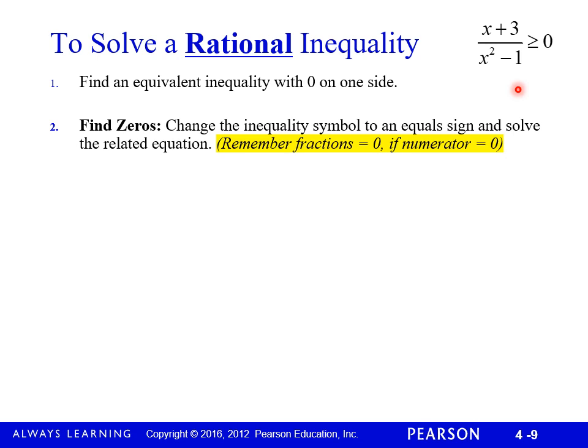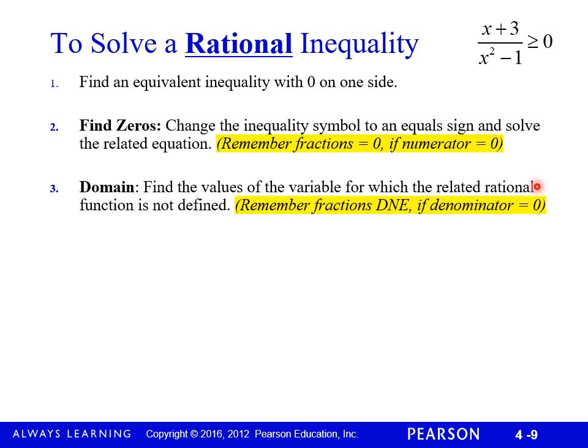Now, the best thing to do is to remember that fractions equal 0 if the numerator equals 0. So as long as you just have a simple fraction on one side and the 0 on the other, all you have to do is set the numerator equal to 0. If you have a fraction plus a constant or something, you can make it into one fraction, or it's going to be a little bit more involved.